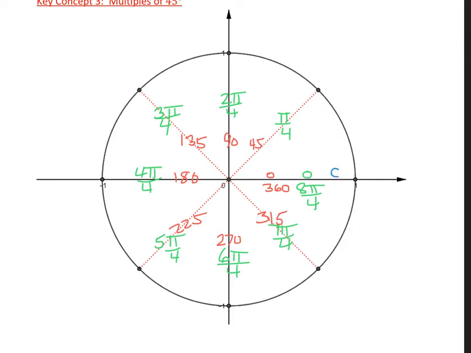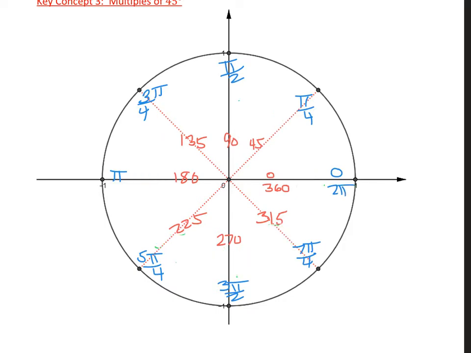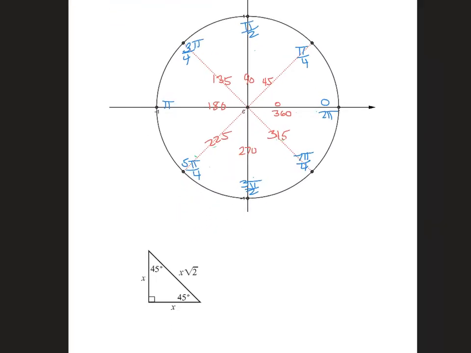So of course this is 0 pi radians. Pi over 4 radians can't be simplified. 90 degrees is pi over 2. 3 pi over 4 cannot be simplified. 4 pi over 4 is just pi. 5 pi over 4 stays the same. 6 pi over 4 simplifies to 3 pi over 2. 7 pi over 4. And finally, 360 is the same thing as 2 pi. And I'm just going to clean up my unit circle by getting rid of the unsimplified ones.